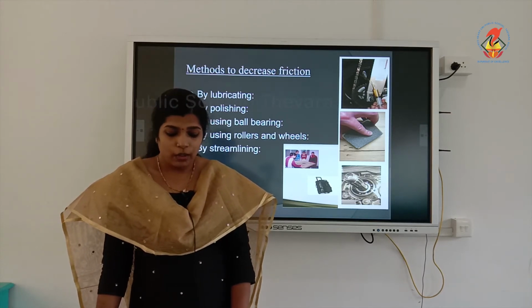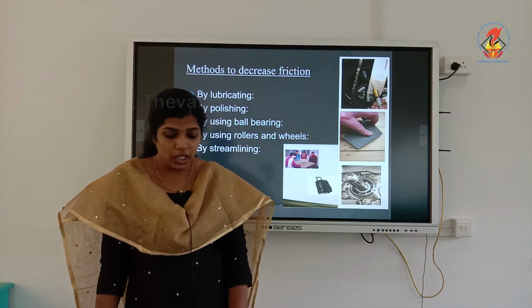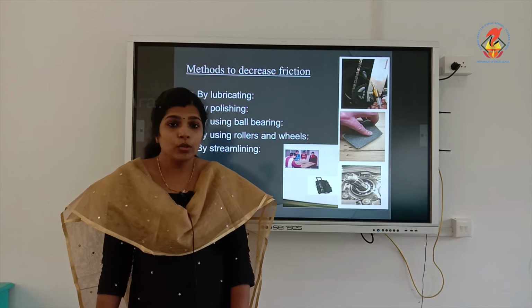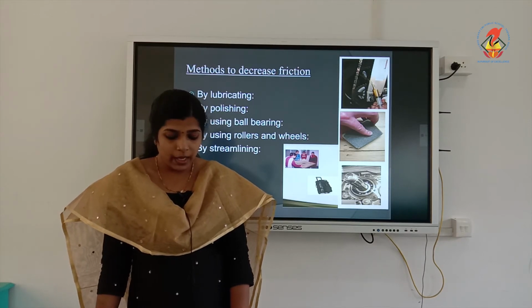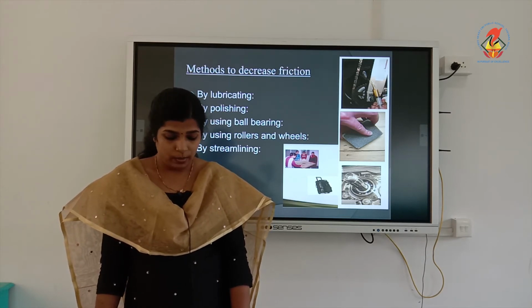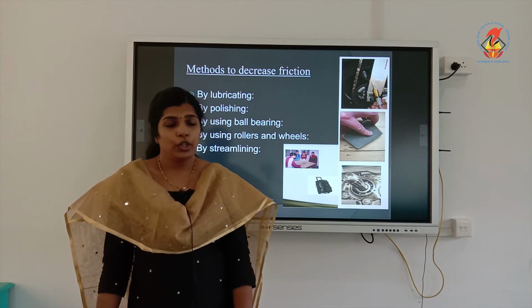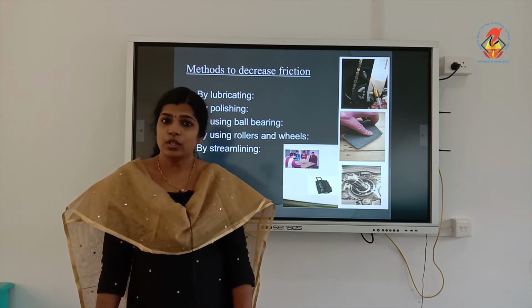You might have noticed that when a few drops of oil are poured on the hinges of a door, the door moves smoothly. A bicycle or motor mechanic uses grease between the moving parts of these machines. In all the above cases, we want to reduce friction in order to increase efficiency.